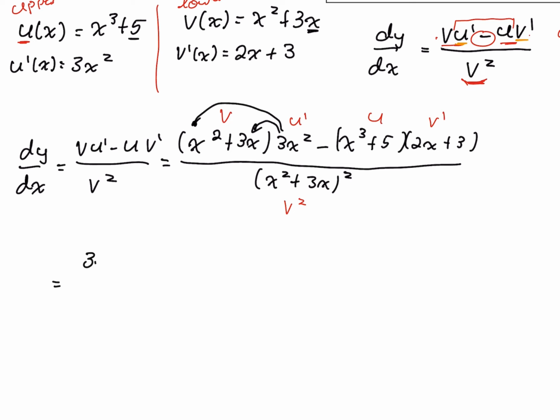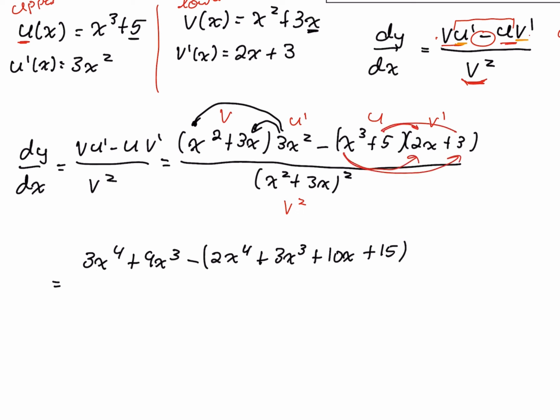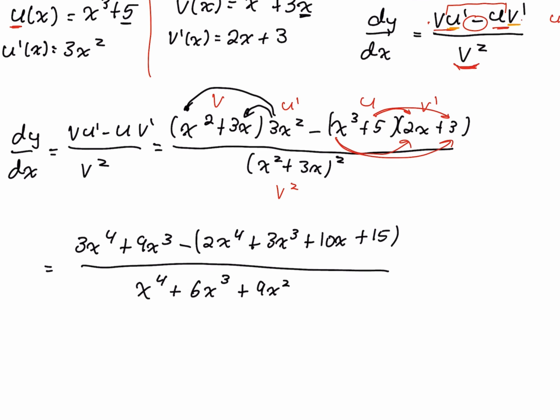So we get 3x to the fourth plus 9x cubed minus 2x to the fourth plus 3x cubed plus 10x plus 15. And this is FOIL, if you remember that method, probably from your pre-calculus classes. And this is over x to the fourth plus 6x cubed plus 9x squared.